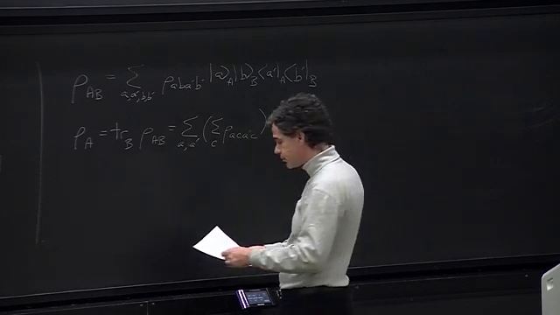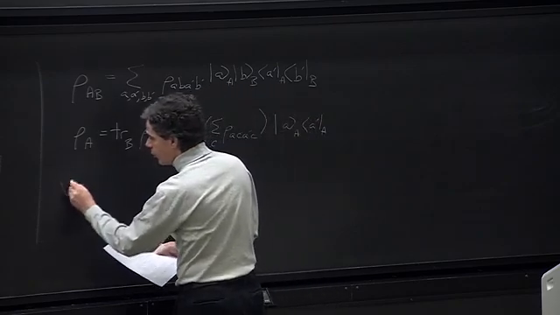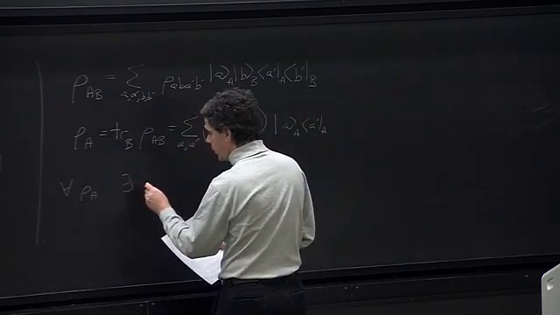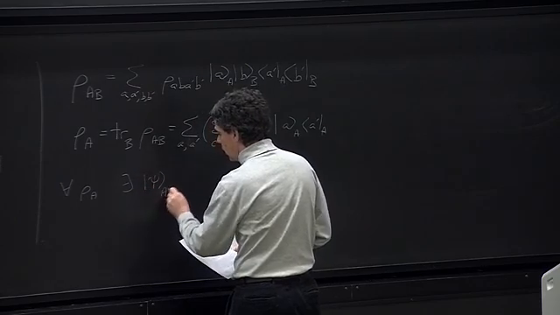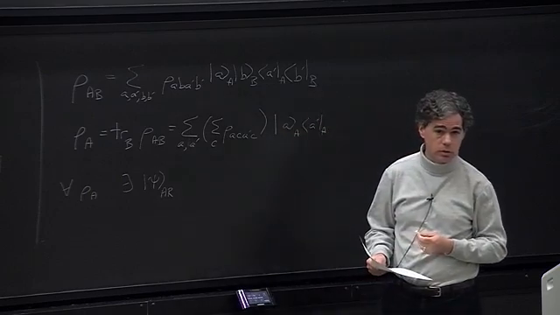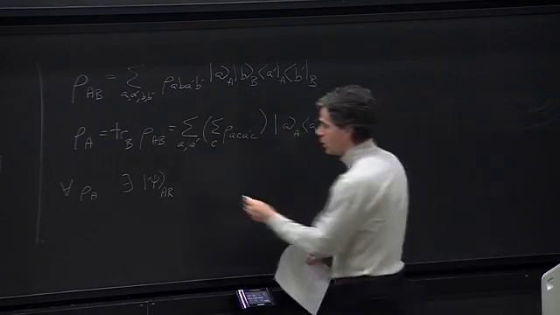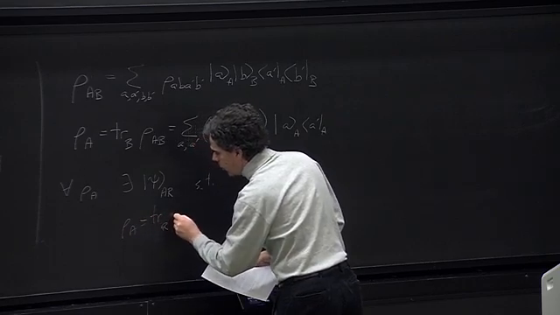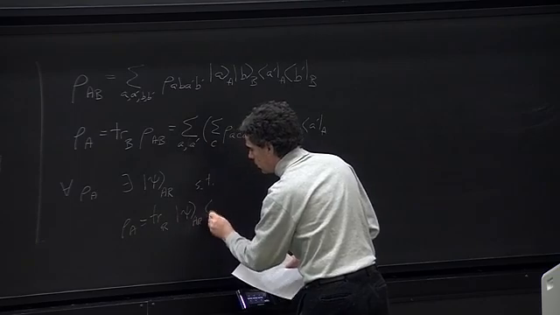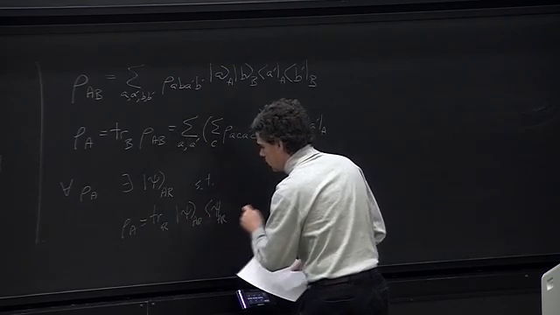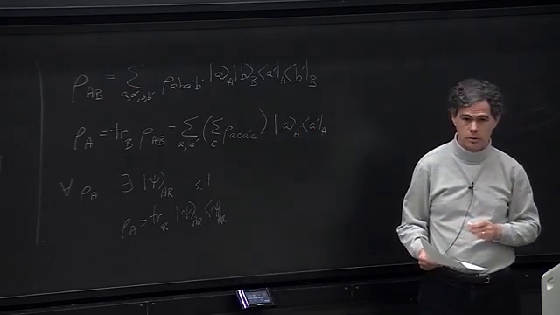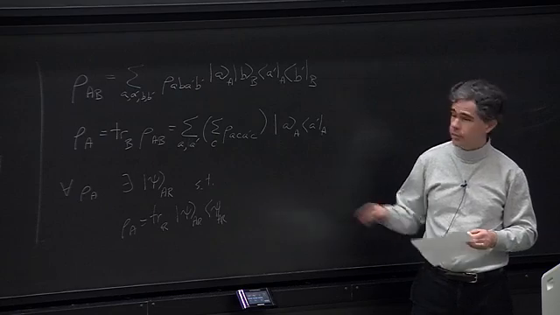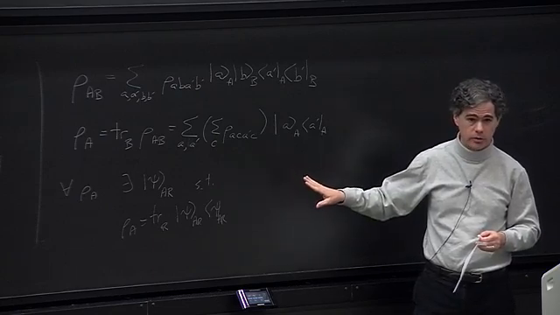And moreover, for all density matrices rho A, there exists some pure state on A and some other system R. R is called the reference system, such that rho A is the trace over R of psi. OK? So I think you've seen this before, but are there questions on it?